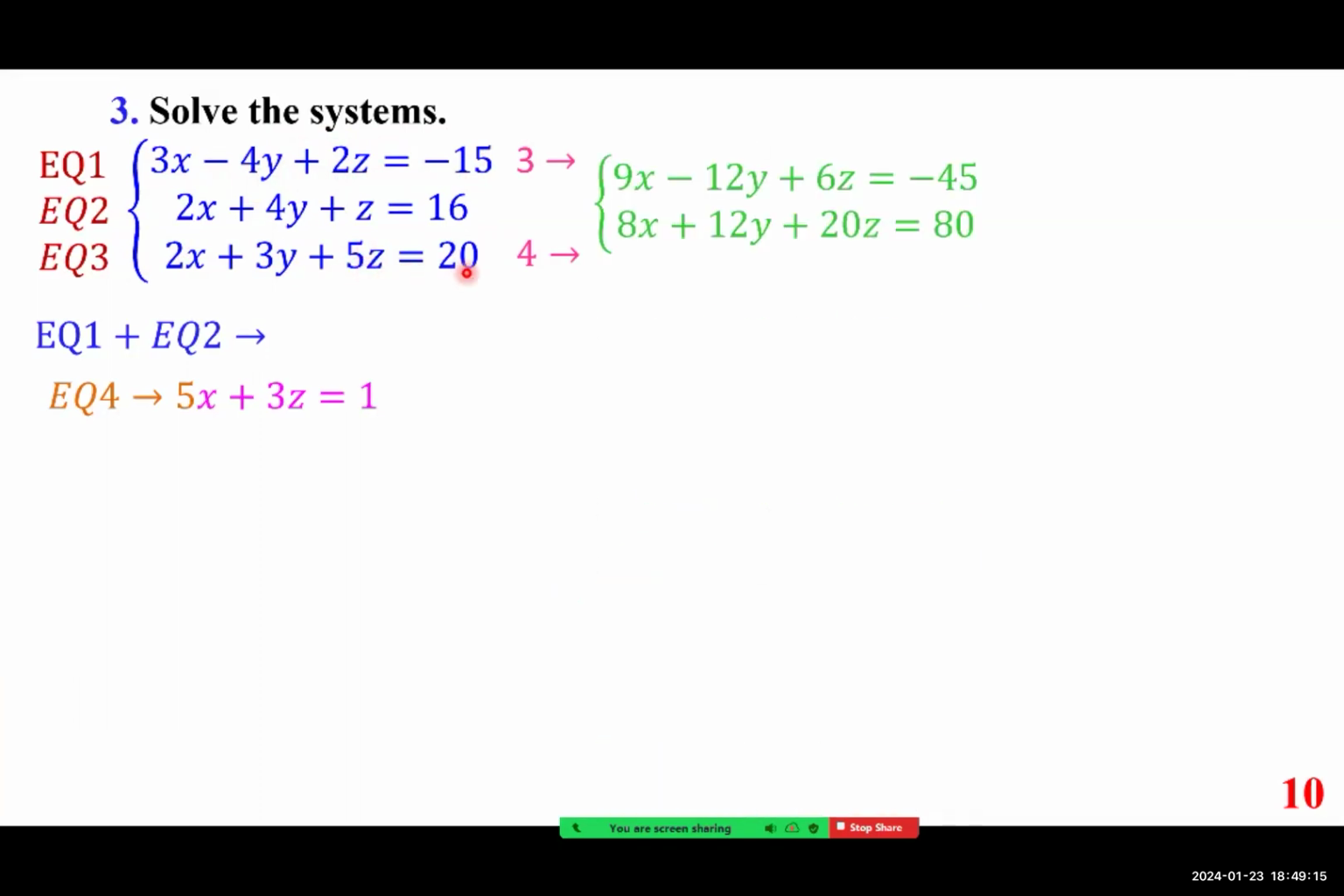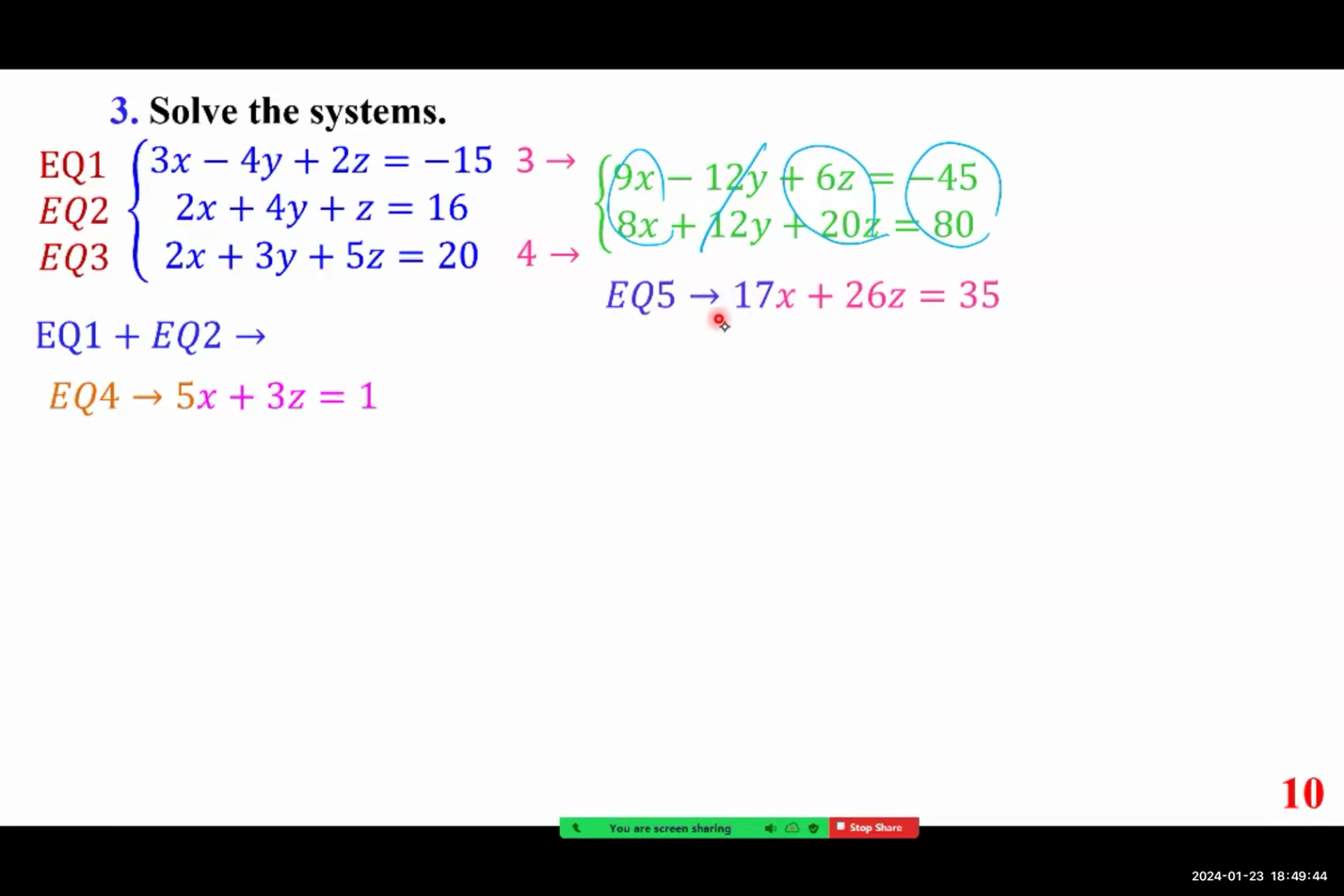And now when I combine them, these two cancel out. And I get 17x plus 26z equals 35. And I'm going to call it equation number 5. Equation 1, 2, 3. Combining these two, we got equation number 4. And combining these two, we got equation number 5.